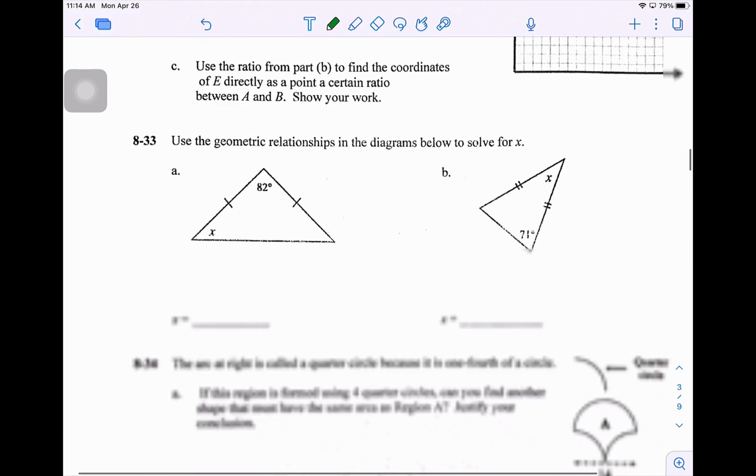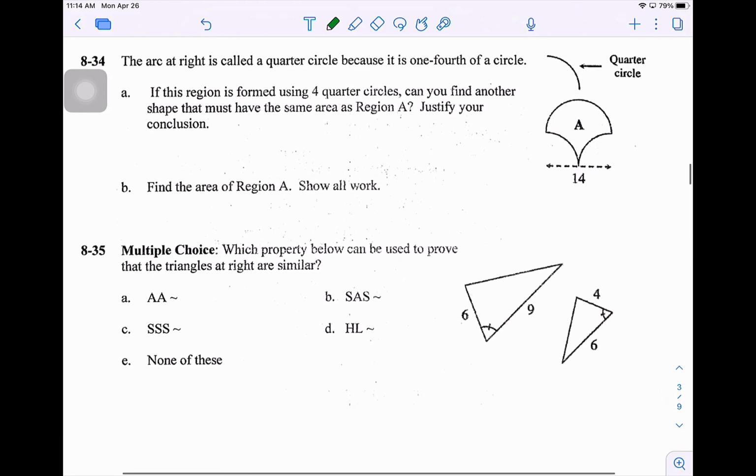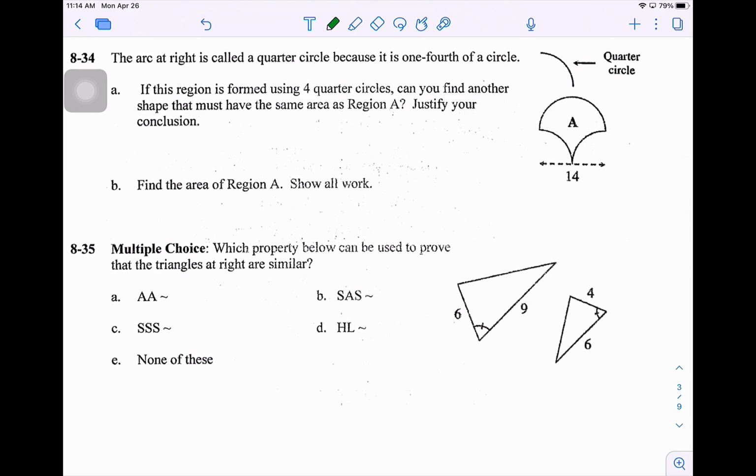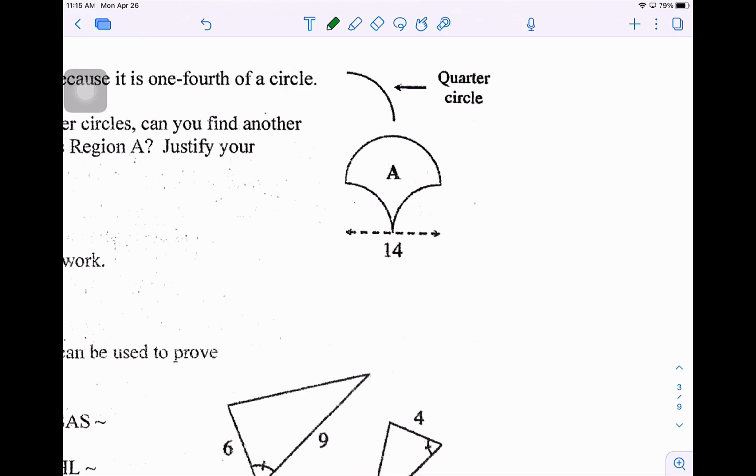Then let's go to the back side for a second. And the other one I wanted to take a look at was problem 8.34. This one's a tricky problem. Mathematically, it's not hard. What is really difficult, though, is seeing how this all works. If you don't see it, it's really difficult to figure this out. So if you notice on 8.34, they talk about a quarter circle. So that's what each part is, a quarter of a circle. And notice region A is formed by 4 quarter circles. Can you find another shape that must have the same area? So the whole problem is, can we figure out how to find the area of that shape?